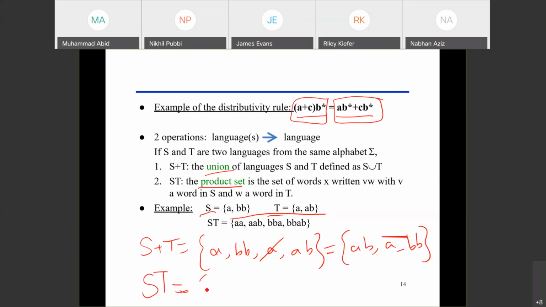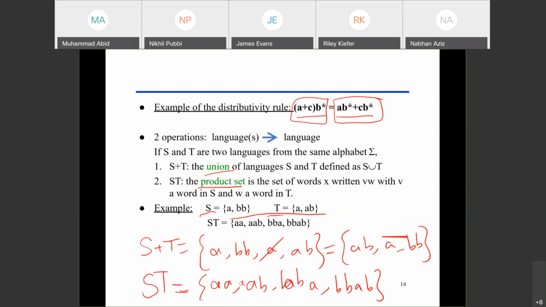So now this will be all possible combinations: A with AA, A with AB, and then B with AA, and B with AB. So here it is this. Okay, here order matters. So you do not write AB, BB. All words from T will be in the following position. All words from S will be in the leading position when you are talking about the product set.